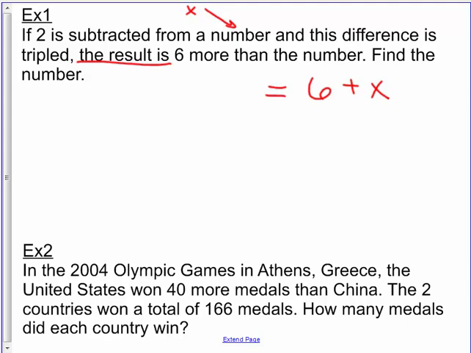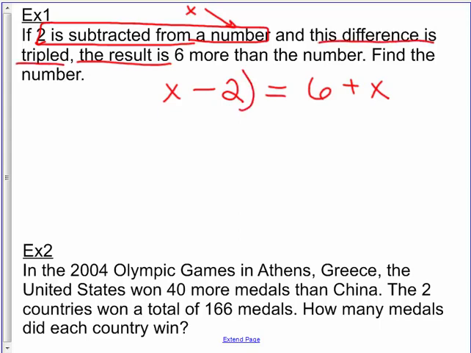On the left-hand side, 2 subtracted from a number. Now is it 2 minus x or x minus 2? Well, we're taking 2 away from something, so it's going to be x minus 2 there. We subtracted 2 from x. It says the difference is tripled. The difference, the answer I get when I subtract. So I want to triple whatever I got there. So I'm going to multiply by 3 here.